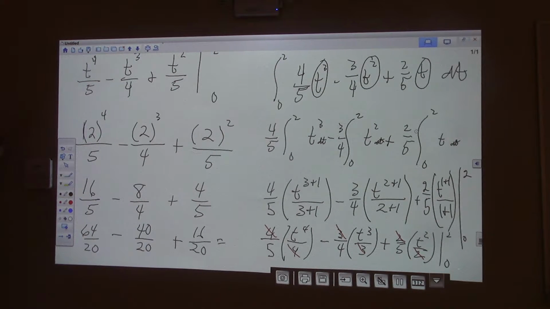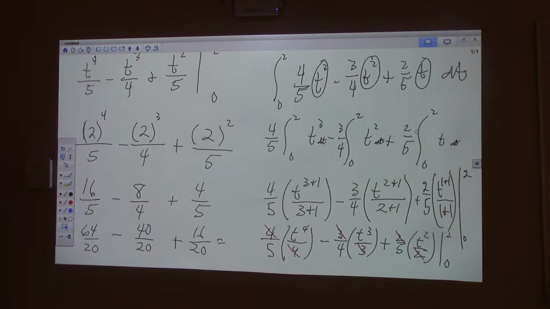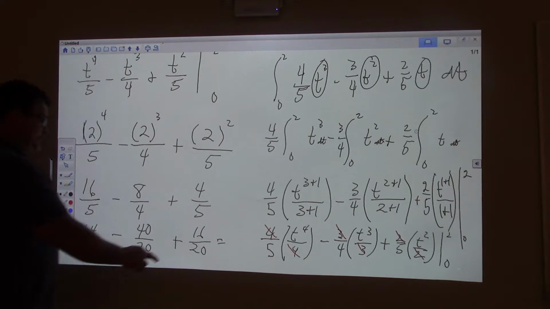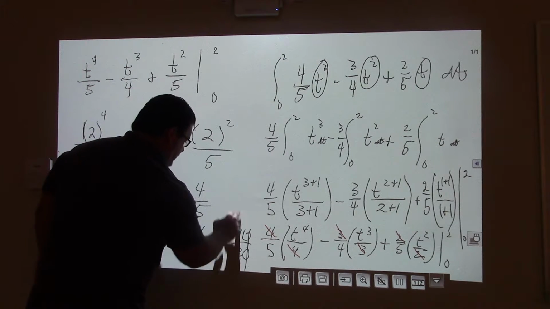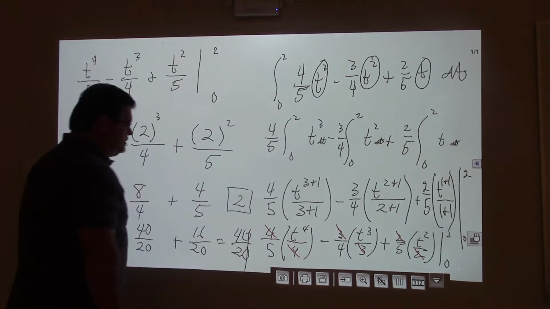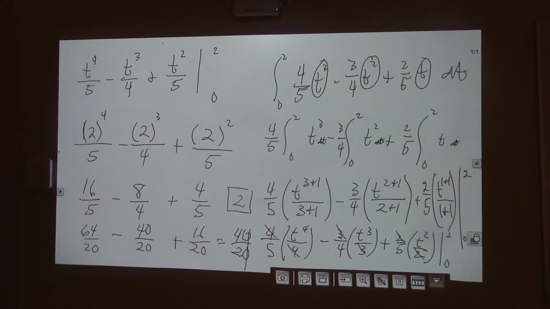64 minus 40 is 24. 24 plus 16 is 40. Thank you. 40 over 20 is... Oh, wait a minute. We need a calculator. Yep. What's this 6 cents for? 2.